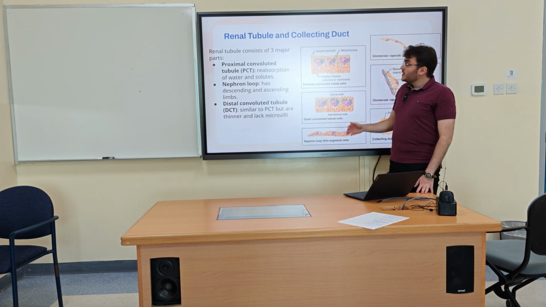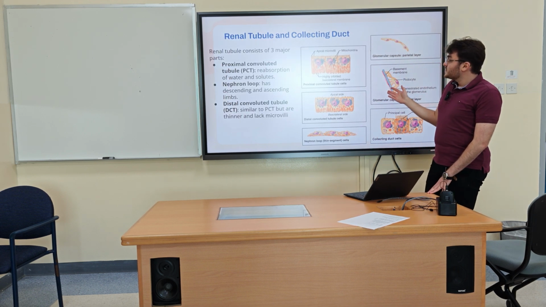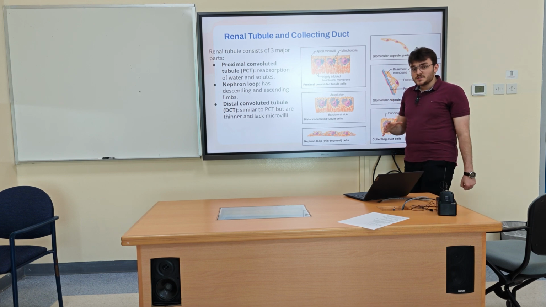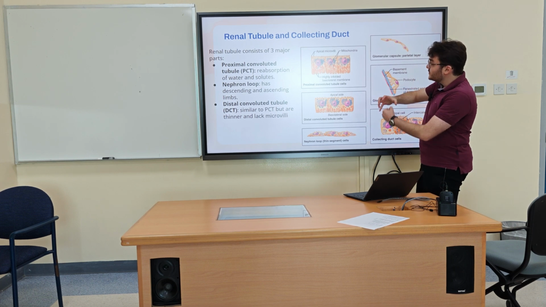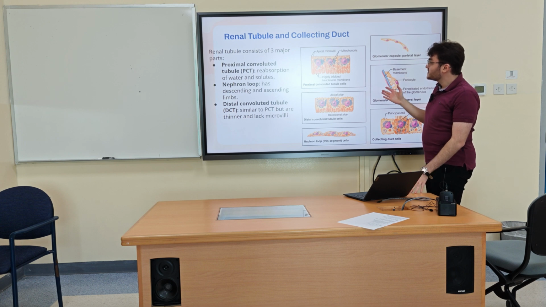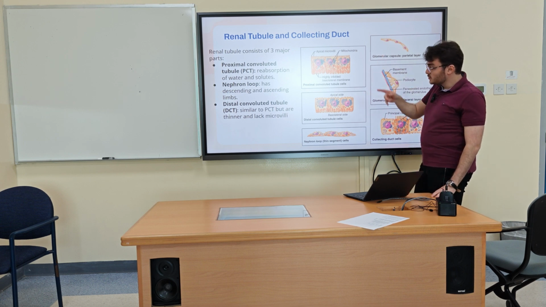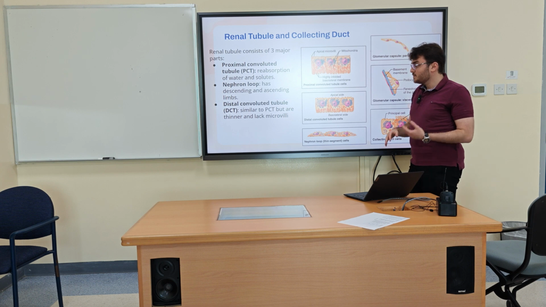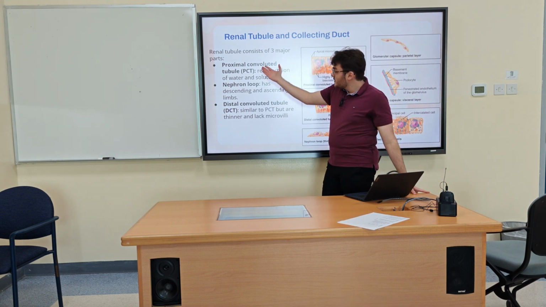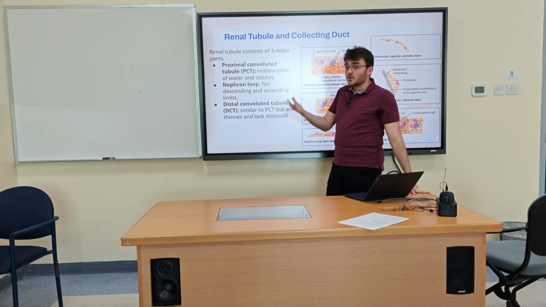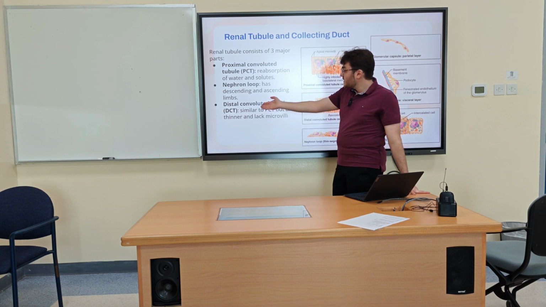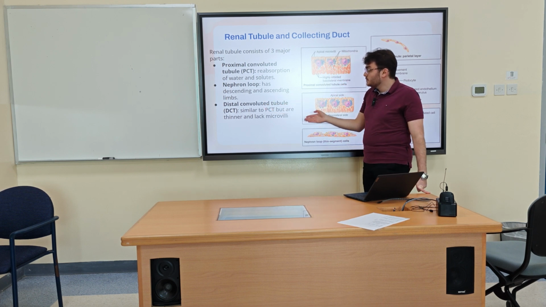Okay, we have the renal tubule and collecting ducts. As we mentioned before, the glomerular capsule feeds into renal tubules and collecting ducts. First of all, we have a renal tubule that forms a proximal convoluted tubule, a nephron loop, also called the loop of Henle, and a DCT, or distal convoluted tubule.